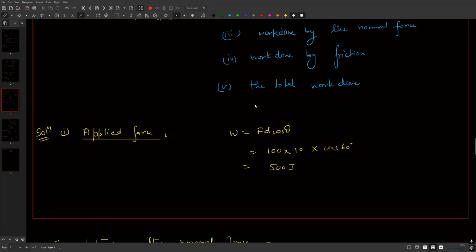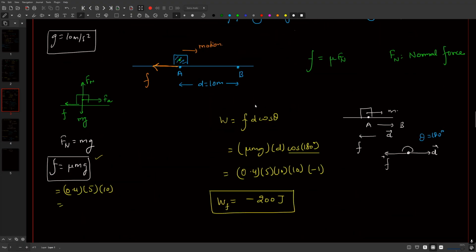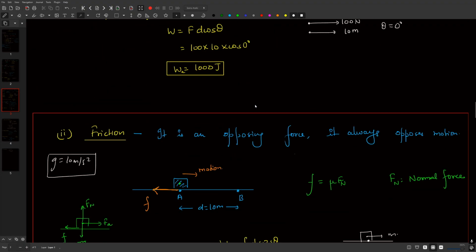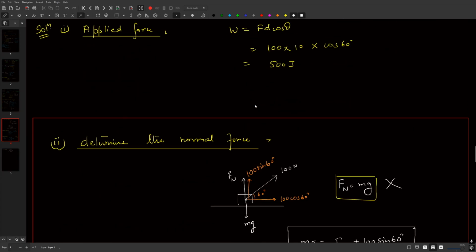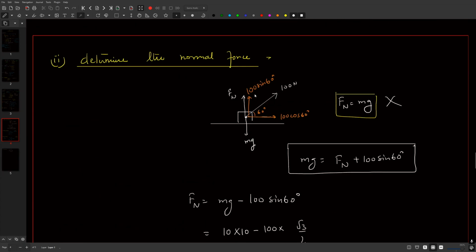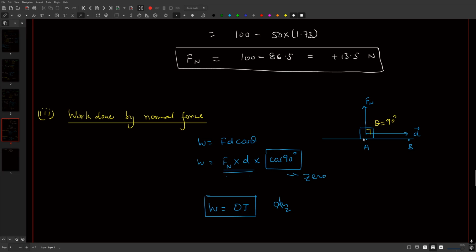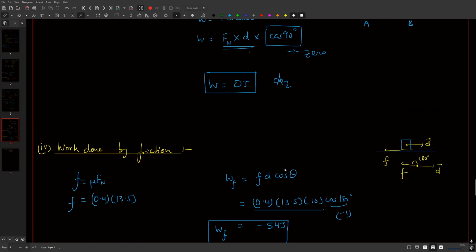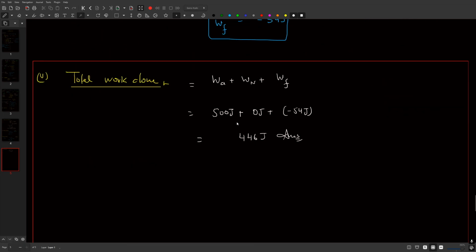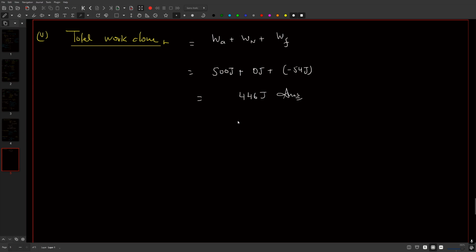One thing we noticed here is that work, sometimes it is a positive value, sometimes it is a negative value, and sometimes it is 0. So the question arises, what type of quantity is work? Is work a scalar quantity or a vector quantity?